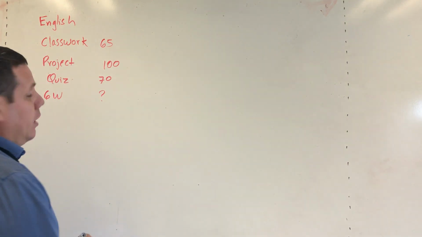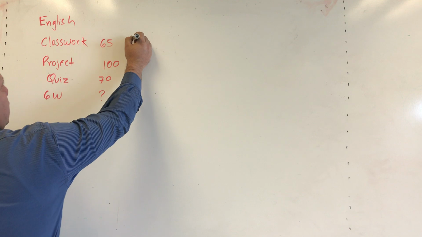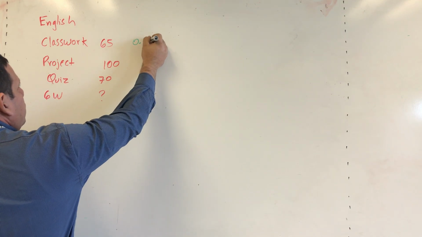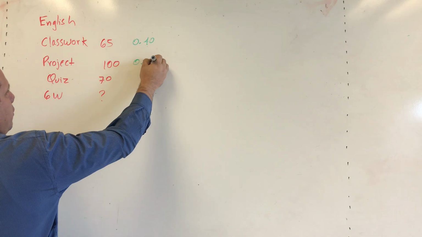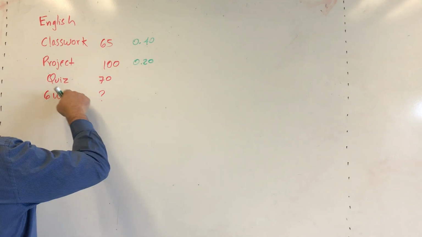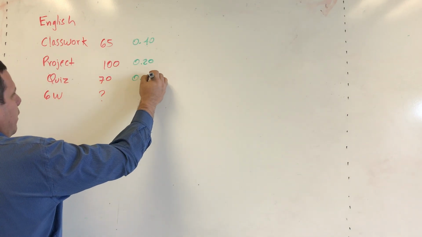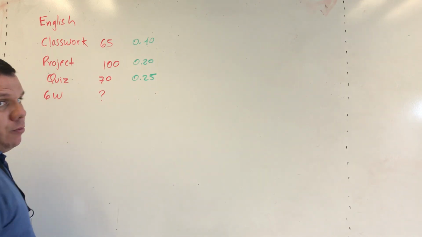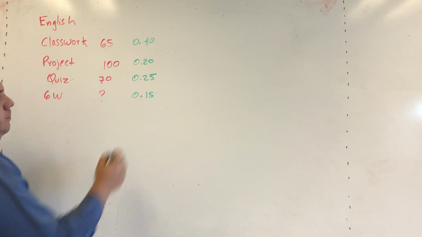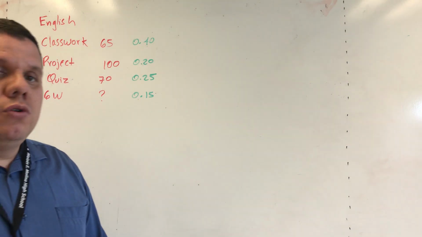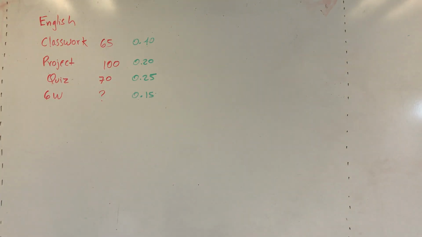All right, so let's remember that the weight that you have for classwork is 0.40, which is 40%. For the project is 0.20, which is 20%. For the quiz is 0.25, which is 25%. And for the 6 weeks test is 0.15. Okay, so those are the weights per category in your grade with the English teacher.